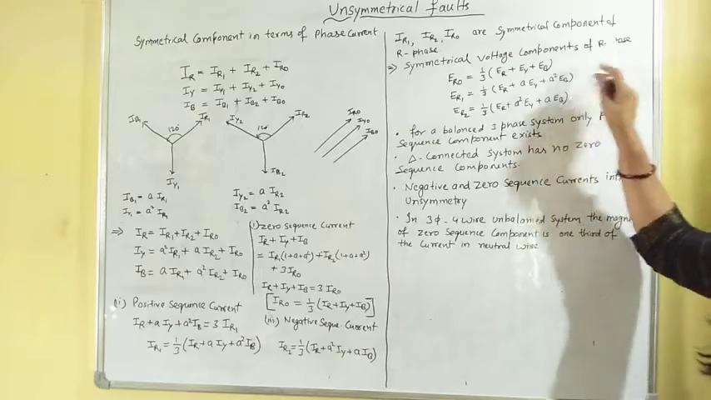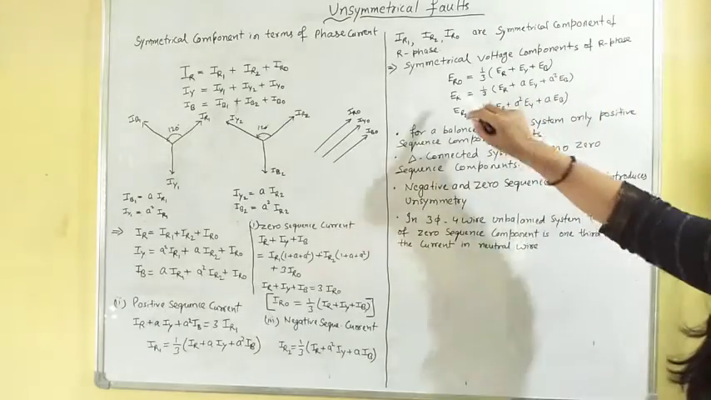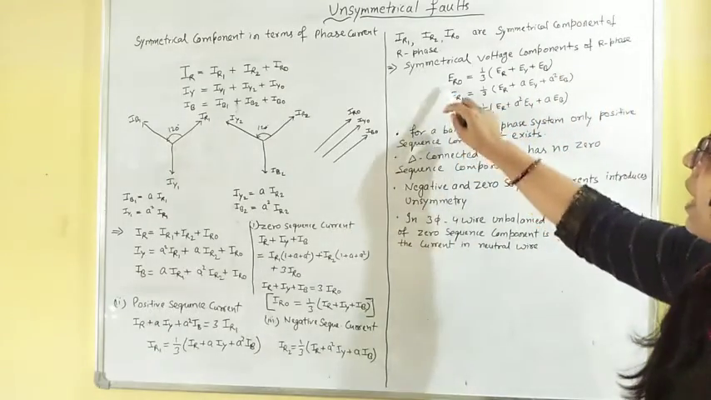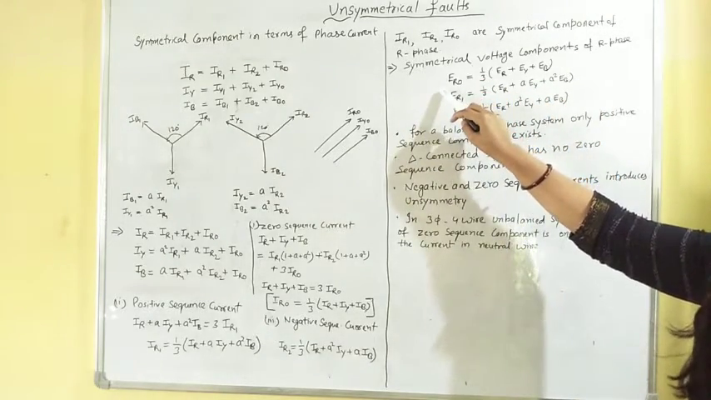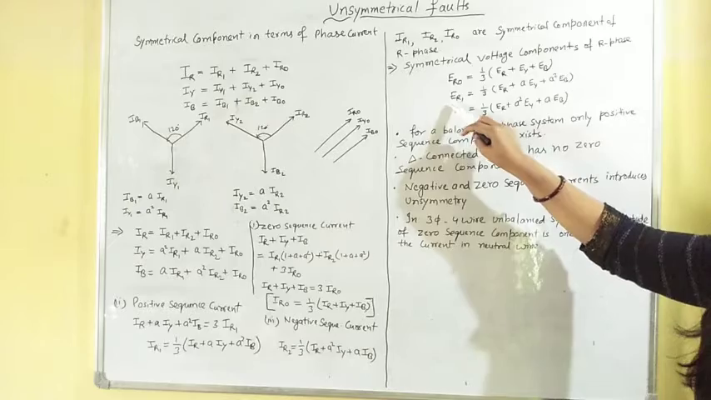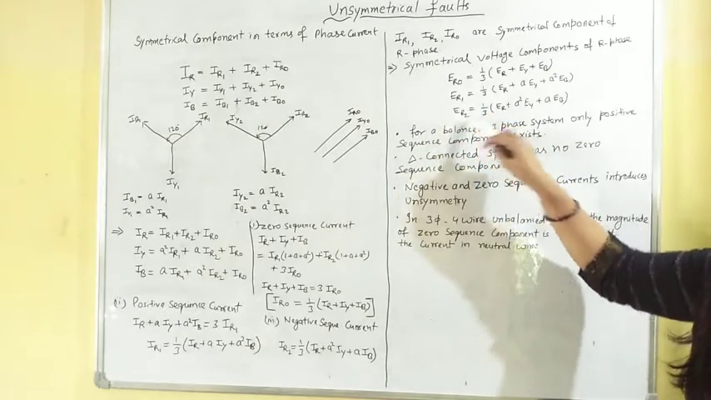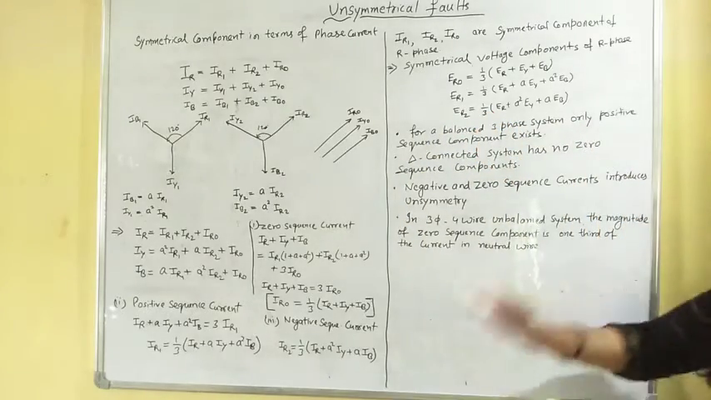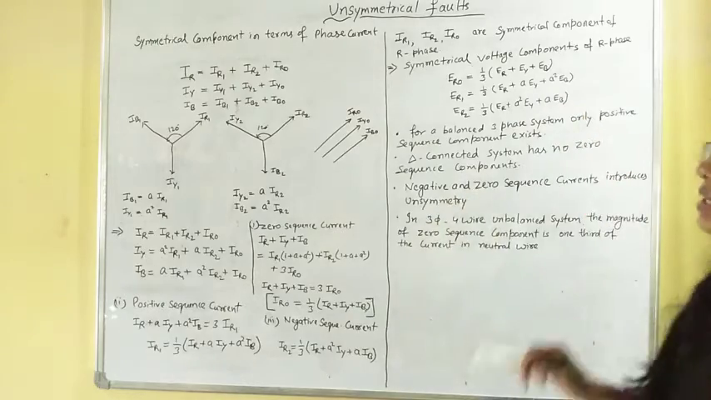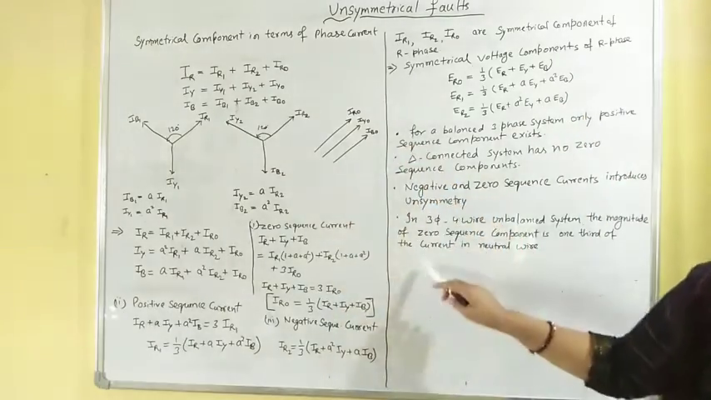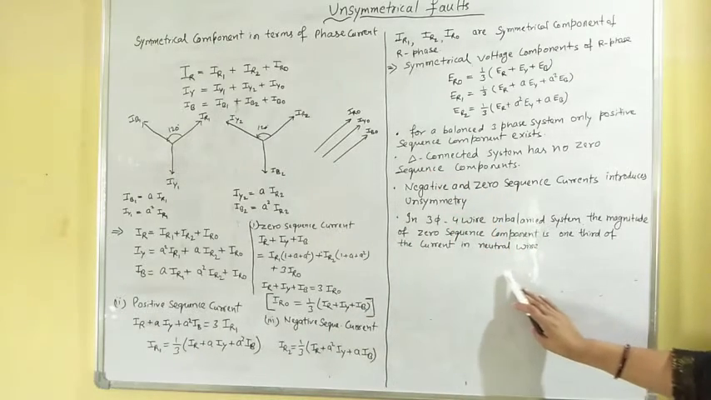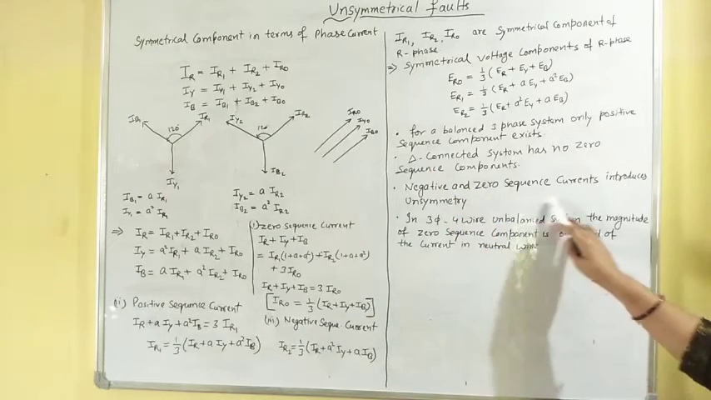Similarly, what would the R phase symmetrical voltage components be? They will be the same: 1 by 3 of this, which is the zero sequence component, then the positive sequence component, then the negative sequence component. Okay, these formulas are very important. We will discuss them in calculations. So these are the facts you have to know.